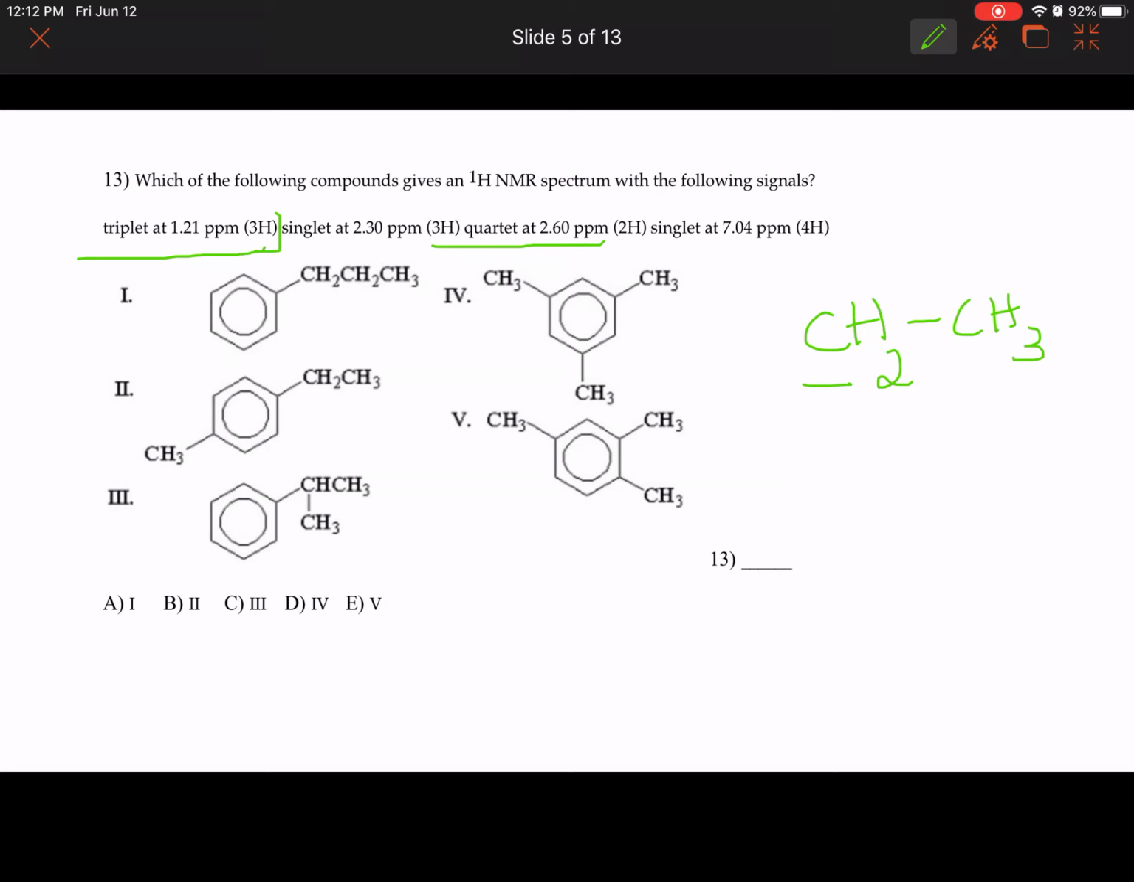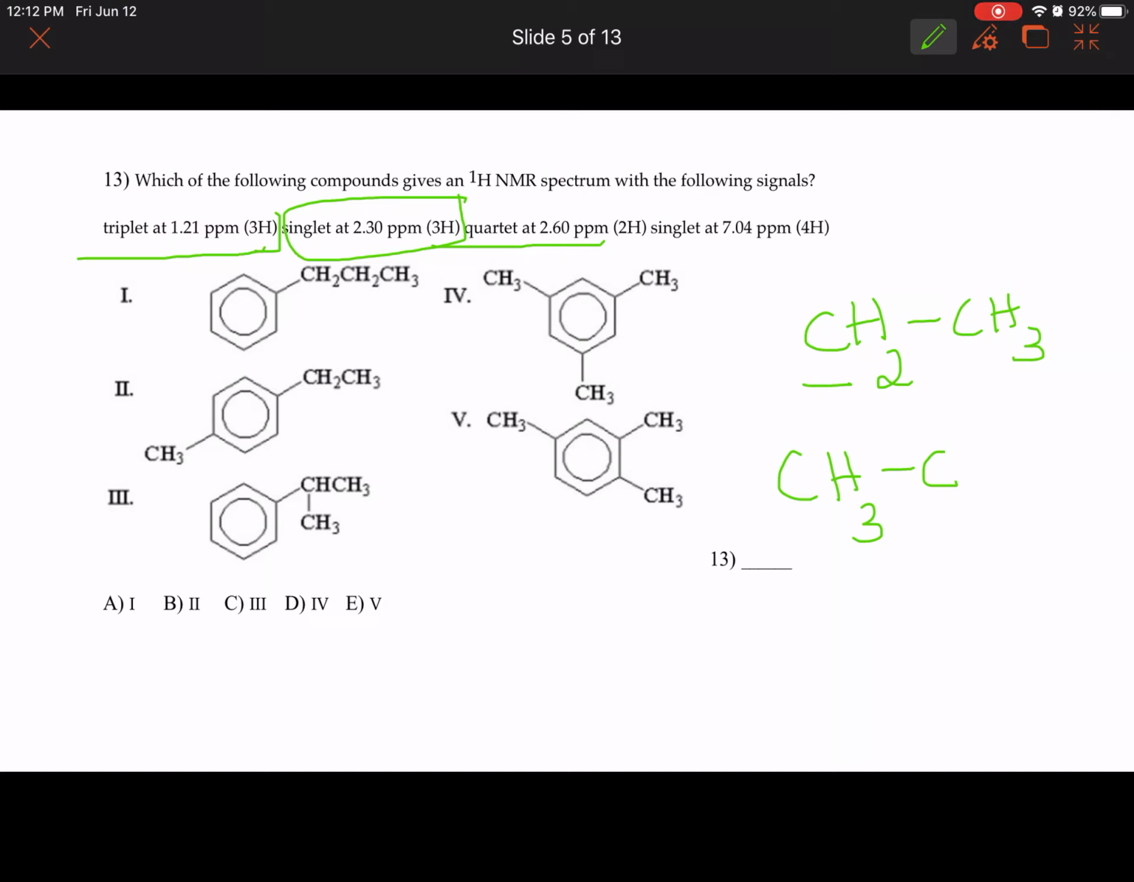Okay, and then here you also have a singlet at 2.30 ppm. So this is another piece. Singlet at 2.30 ppm, 3 hydrogens. The singlet means you should have a methyl group and then you have something that would not contain any hydrogens on it. Okay, that's the second piece of information.